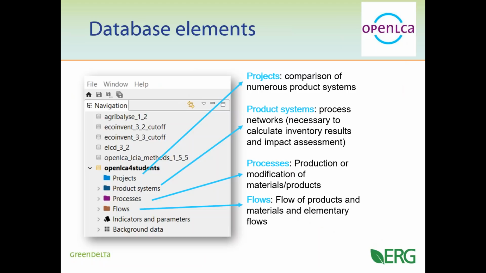Flows are the main building block of an inventory model. Flows in openLCA can be for products as well as elementary flows. Processes in openLCA is where you define your inputs and output flows for a product. Product systems are process networks, which include all upstream results. You need to generate a product system to run your results. Projects are the top-level element and are used to compare numerous product systems.